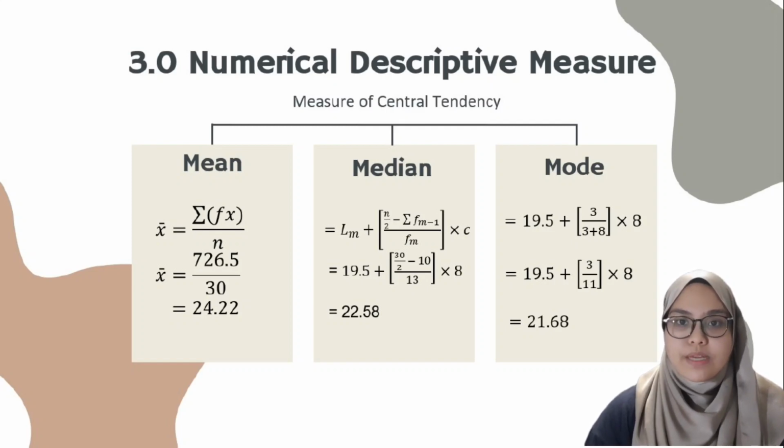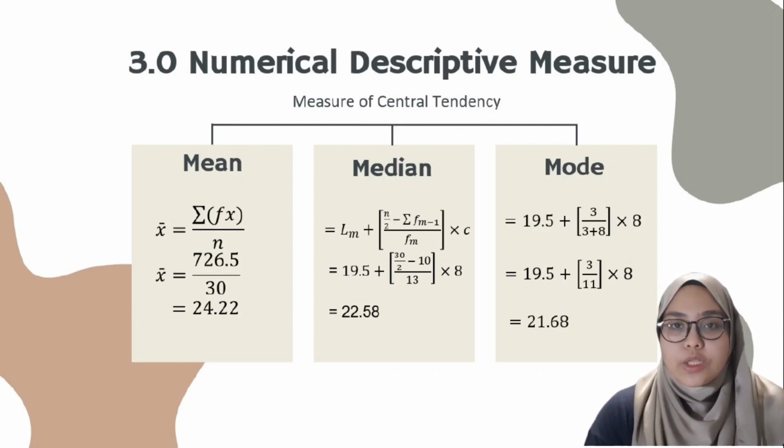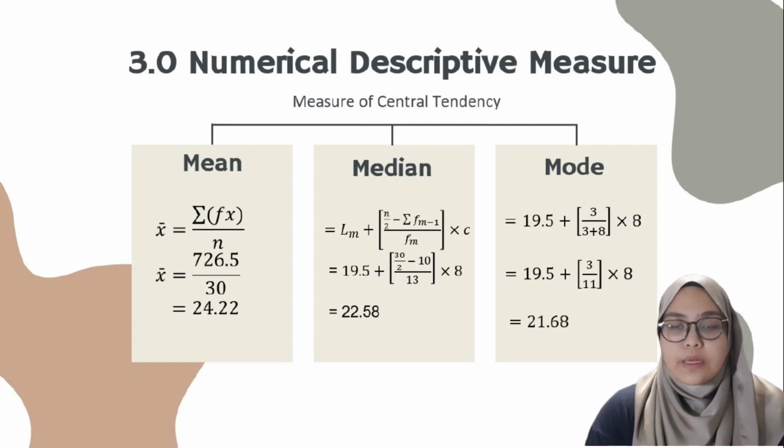So for this video, I would like to explain about numerical descriptive measures. The first one is measures of central tendency. There are 3 things, which are mean, median and mode. The mean of students who obtain A in SPM is 24.22%. Meanwhile, the median of students who obtain A in SPM is 22.58%.